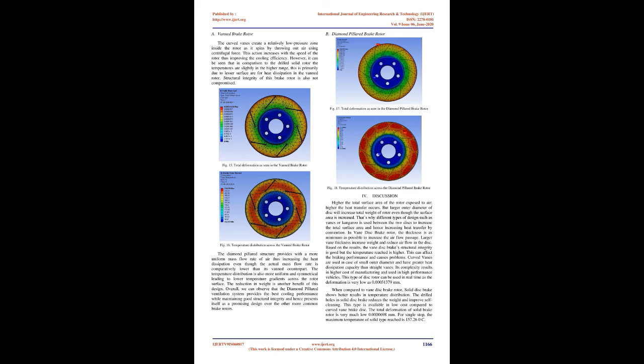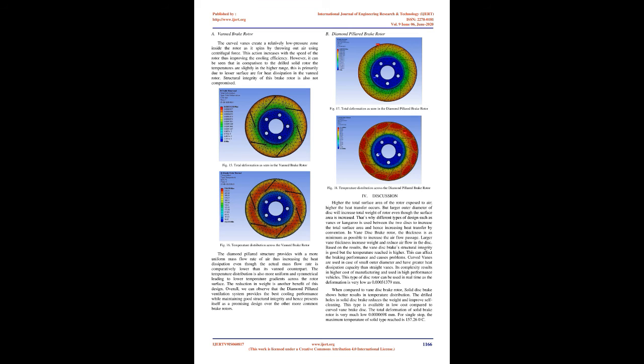The curved vanes create a relatively low pressure zone inside the rotor as it spins by throwing out air using centrifugal force. This action increases with the speed of the rotor, thus improving the cooling efficiency. However, it can be seen that in comparison to the drilled solid rotor, the temperatures are slightly in the higher range. This is primarily due to less surface area for heat dissipation in the vaned rotor. The structural integrity of this brake rotor is also not compromised.